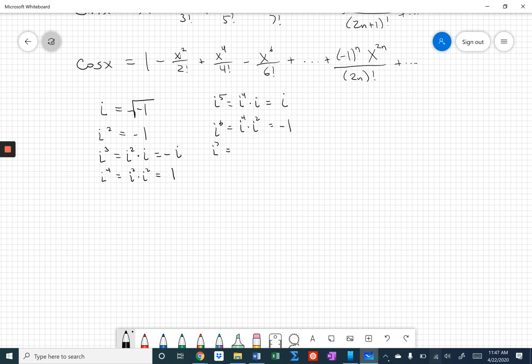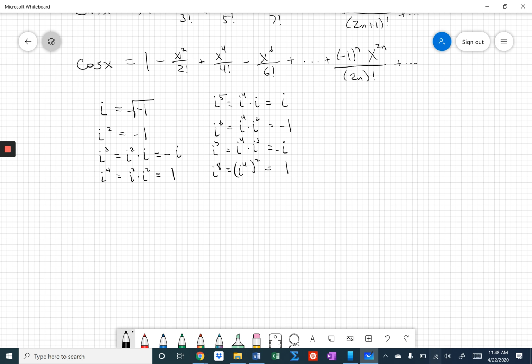Well, again, we can take out that i to the fourth, and then this is going to be i to the fourth times i cubed, or 1 times i cubed, which is just negative i. Just looking right over to the left there. And then i to the eighth is just i to the fourth squared, if you look at it that way, which is just 1 squared, or we're back to 1. And it's going to keep cycling like this as we keep going forward.